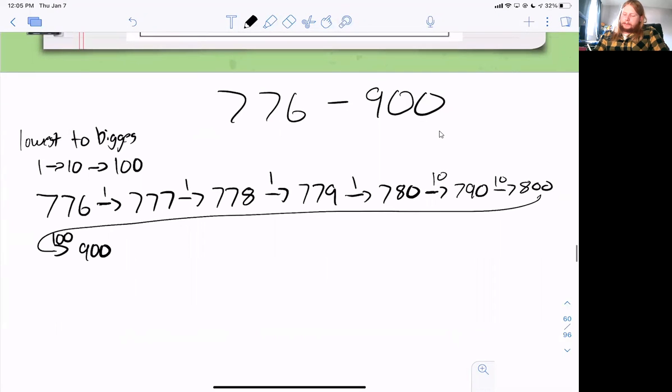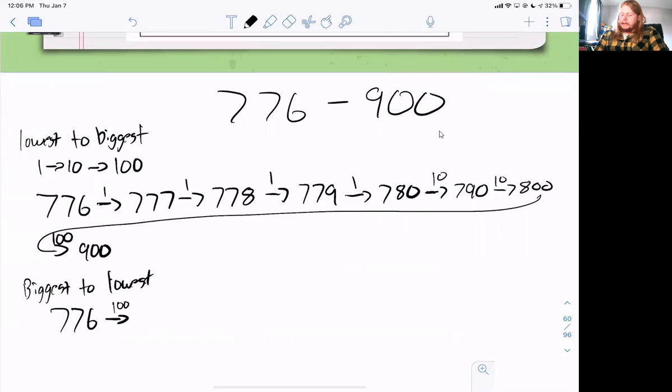Now I'm going to do another one, which is going to be biggest to smallest. This one takes a little more thinking. So we're going to start at 776, and we're going to start with the hundreds because we know we need to go up to 900. We need to go up at least 100 because 1,000 would be too much. That gives us 876.